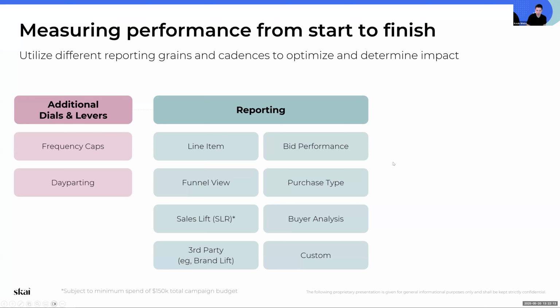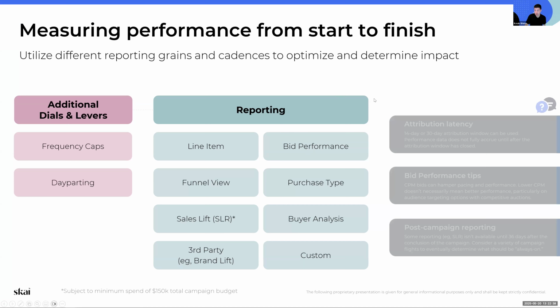Okay, the third takeaway here is that there are various reports to measure performance from start to finish. There are a couple of additional dials and levers like frequency caps at the daily, weekly, and monthly level. Day parting is an option, but at this point in time, I don't think you really need that to get strong performance out of this. And there are 8 different types of reporting. They all have different ways to analyze that performance.